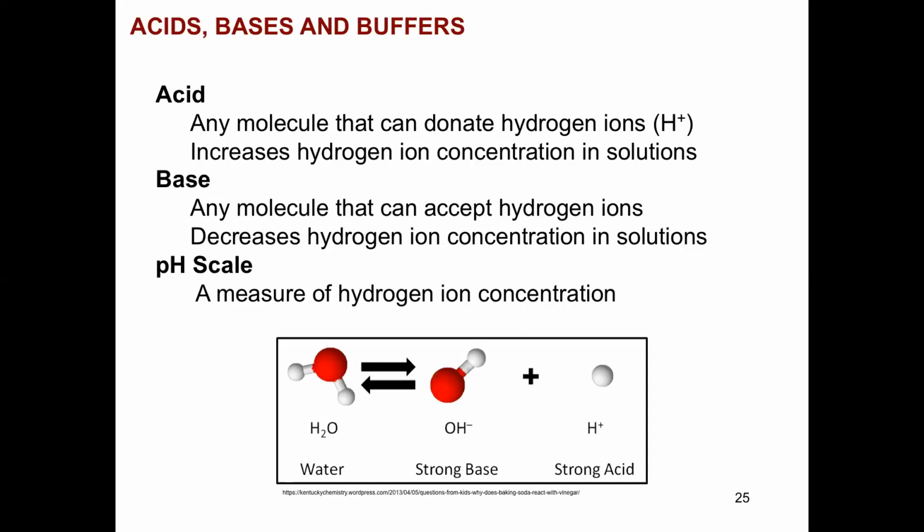So an acid is any molecule that can donate hydrogen and increases the hydrogen ion concentration in the solution, whereas a base is any molecule that can accept hydrogen and decreases the hydrogen ion in a solution, okay? So the pH scale is simply an easy way to express the concentration of hydrogen. And the reason we do this as scientists or as biologists is because water can dissociate, right? It forms a strong base and a strong acid, right? So we have hydroxide, which is the strong base, and hydrogen or protons, which would be the strong acid.